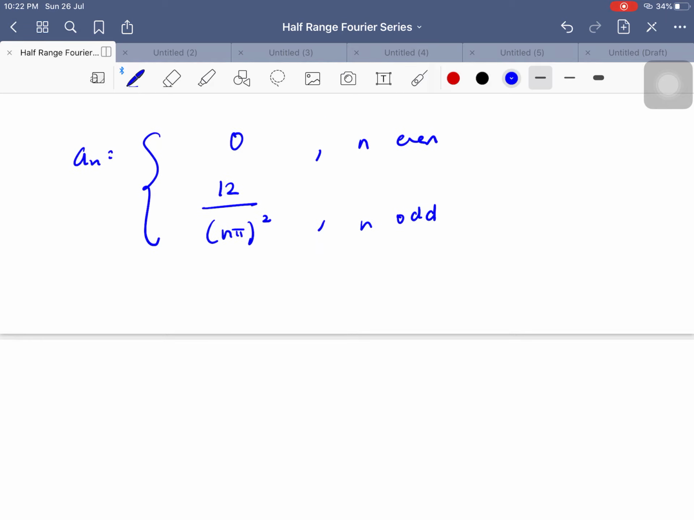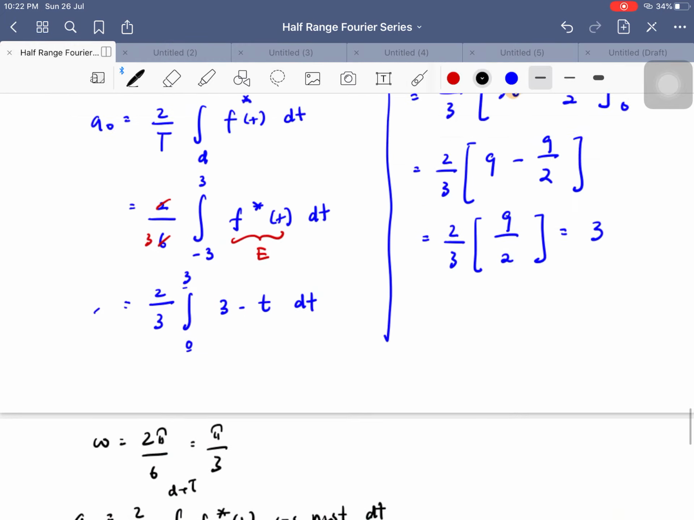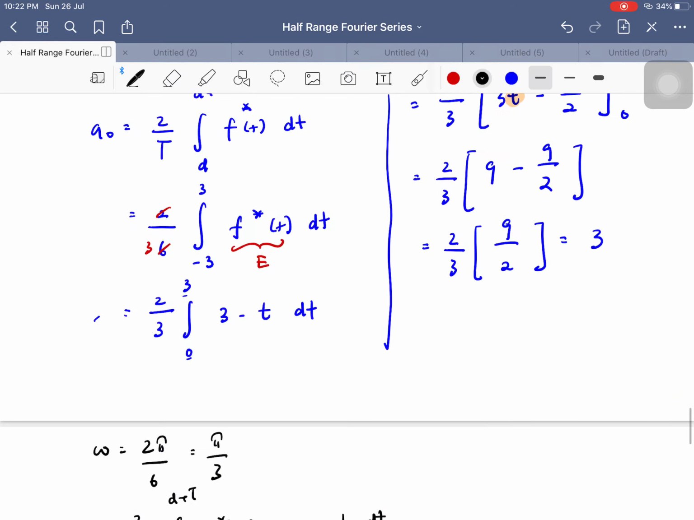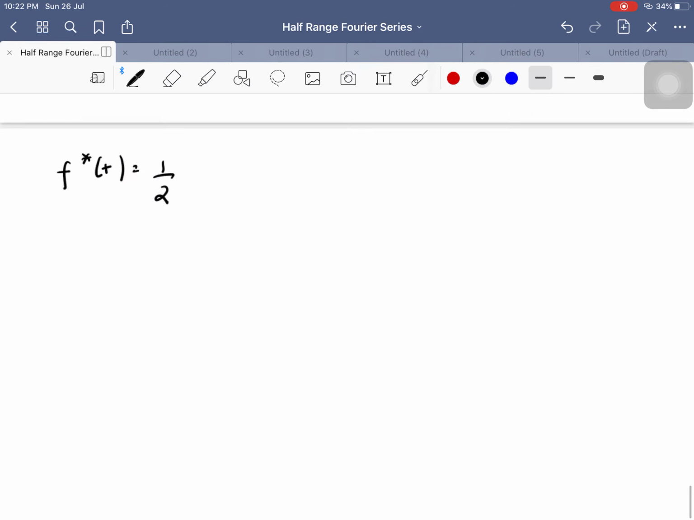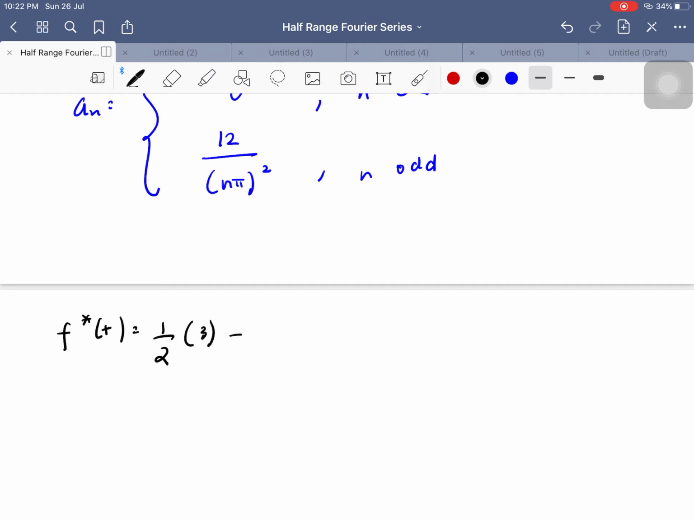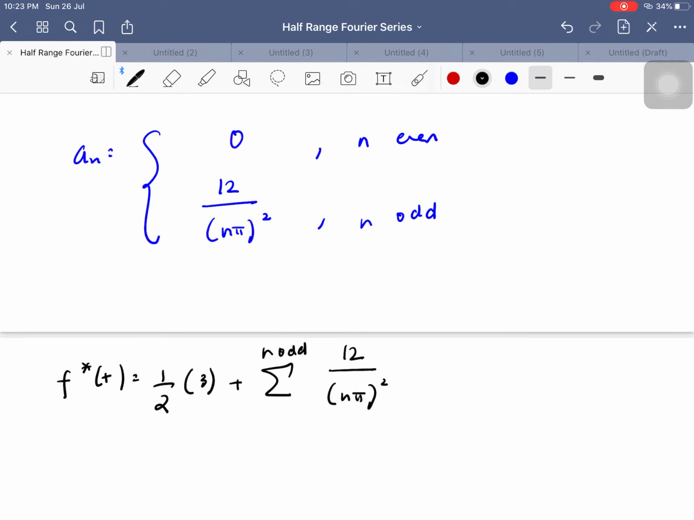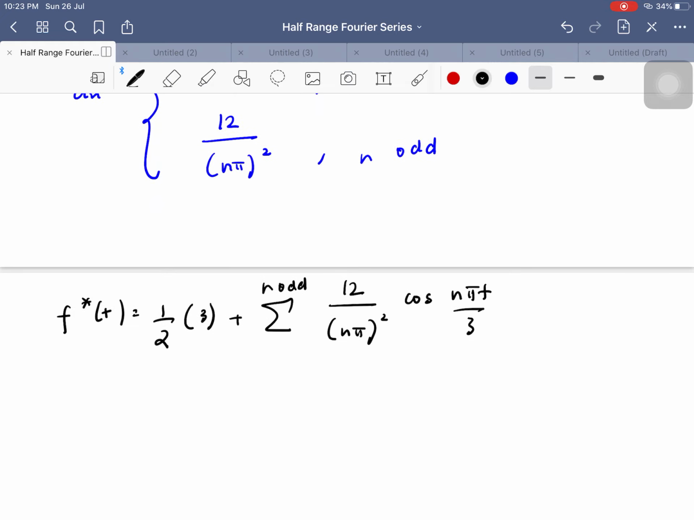And now I can put together my Fourier series. I can write that f star t is going to equal a half. So if I were not mistaken just now, what is my a naught? I think it's going to equal 3, isn't it? That's right, my a naught is equal 3. So a half multiplied by 3 plus sum of n odd of 12 over n pi square. And this is for the case of an. An is multiplied by cos of n pi t over 3. Okay, because that's my cos of n omega t.